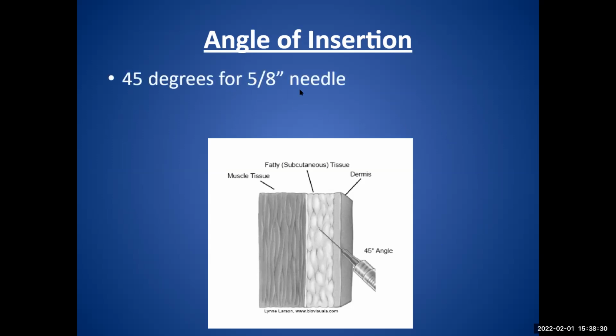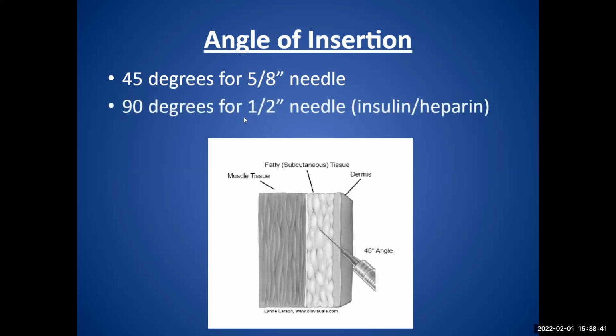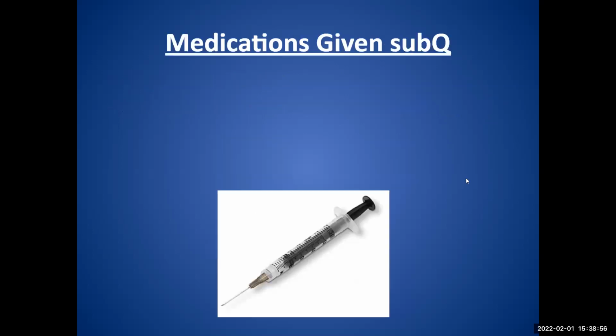For a 5/8 inch needle, we're pretty much always going to go at a 45-degree angle to the skin surface. If we're using a small needle, the 1/2 inch, which would be for insulin or heparin, we're just going to go straight in at 90 degrees. That's usually given in the abdomen and the belly fat. Even on the most skinny people, you can usually find a little bit of that if you scrunch it up.